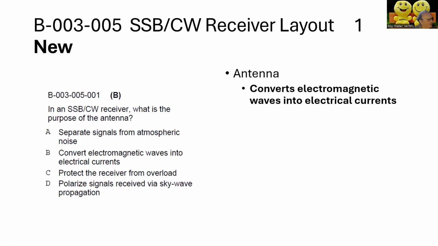Okay, now we're getting into single sideband CW receivers. So a new question: in a single sideband CW receiver, what is the purpose of the antenna? So the antenna converts electromagnetic waves into electrical currents. So B is the correct answer.